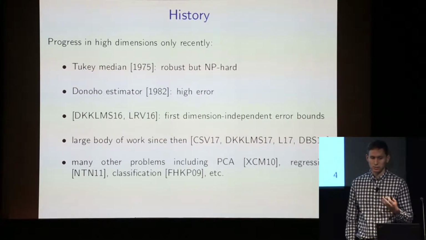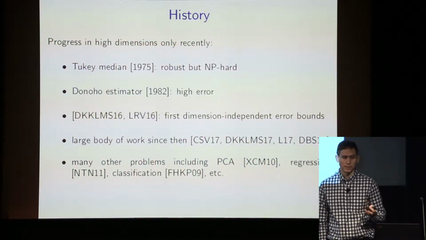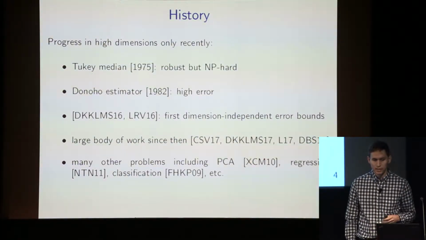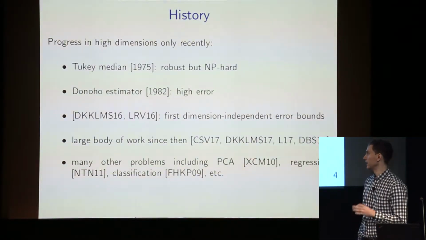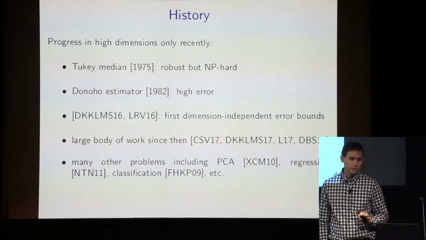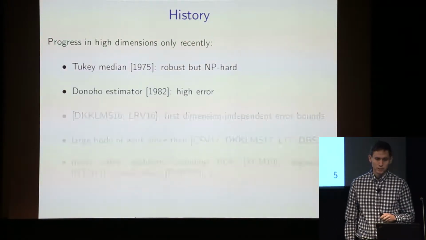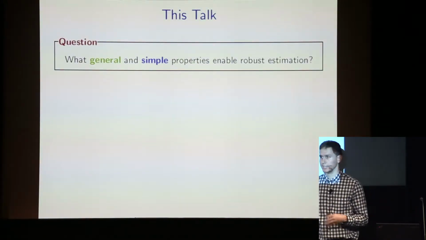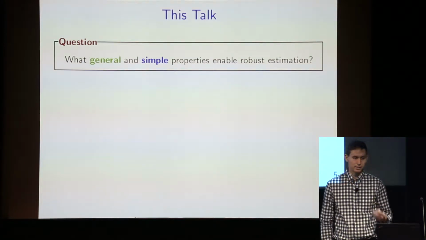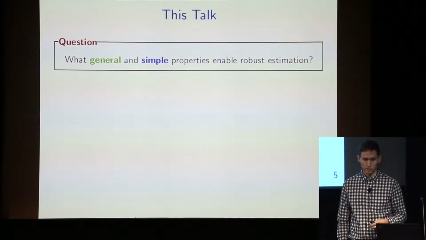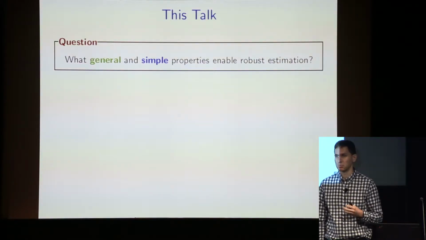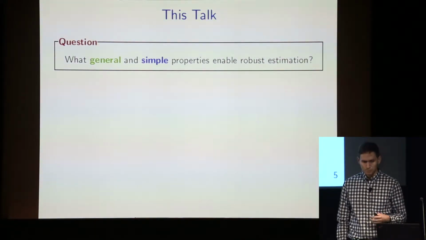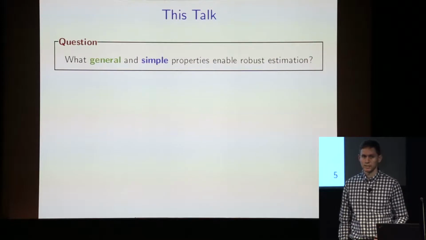Since then, there's been a pretty considerable body of work, and also over the last several years, work in other areas as well, that I'm not going to have time to go into. But our motivation is going to be to try to unify some of this work, at least at a conceptual level. We're going to be interested in whether there are some general and simple properties that are going to enable robust mean estimation.